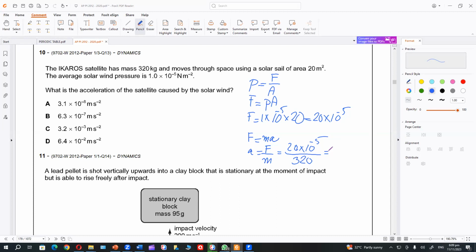Let me know the answer if anyone can divide it. Hmm, 6.25 × 10 power minus 7. So the answer is B.